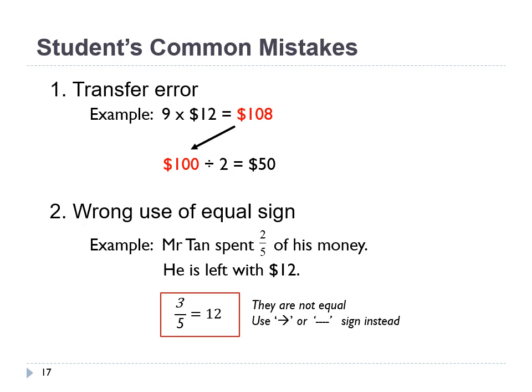Number two, wrong use of equal sign. Mr. Tan spent 2/5 of his money. He's left with $12. So since Mr. Tan spent 2/5 of his money, he's left with 3/5, and this 3/5 represents $12. Now we cannot write an equal sign here because 3/5 is not 12. 3/5 is actually 0.6. So students need to use an arrow or dash to represent that 3/5 represents $12.